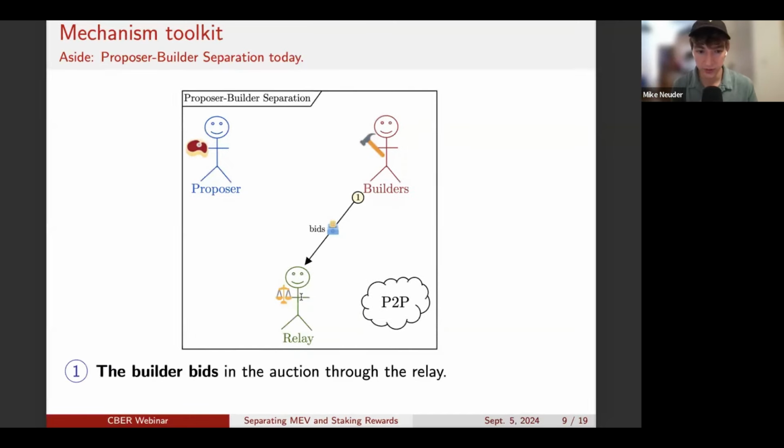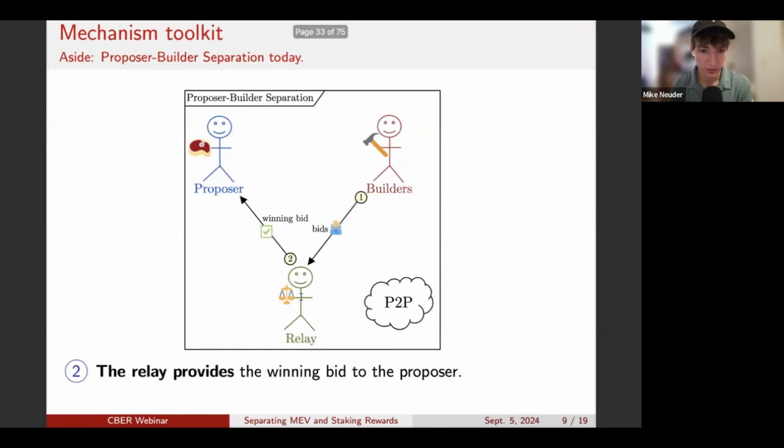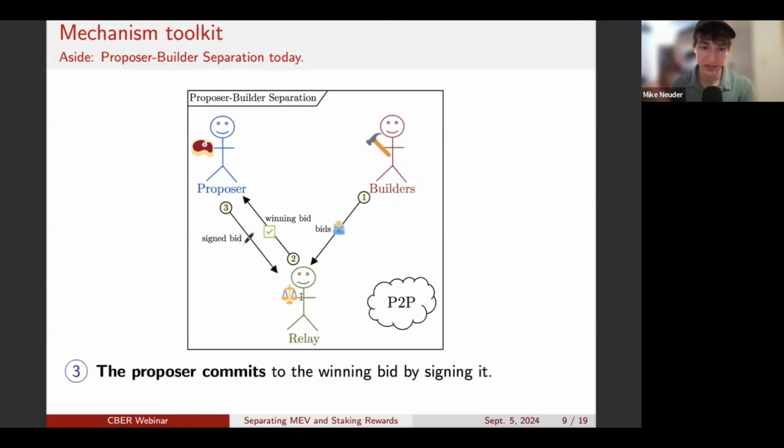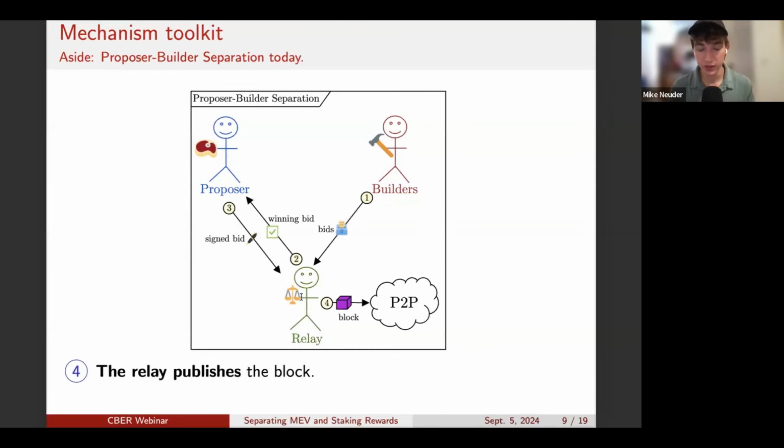So the flow, very, very simple, is the builders send bids in this auction to the relay. So the relay is the auctioneer. They're the trusted third party. The relay forwards the winning bid to the proposer. The proposer signs this bid. This signature is a cryptographic primitive that ensures that if the proposer signs one winning bid, they can't sign a second one. So this gives the builders confidence that, hey, my bid actually did win this auction, and the proposer can't equivocate on that promise that they made to me. And then the relay publishes the block. So obviously this abstracts a lot of details, but this is how the flow works today.